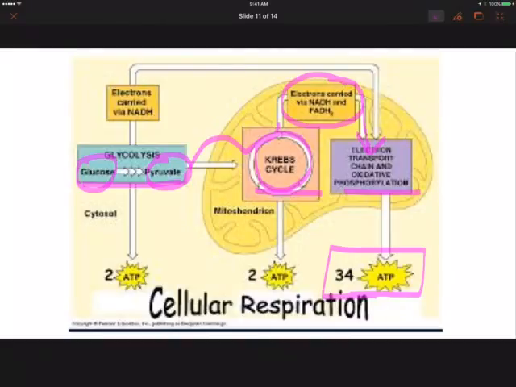So glycolysis only produces 2 ATP, the Krebs cycle only produces 2 ATP, but the electron transport chain produces a whole bunch, anywhere between 30 to upwards of 34 to 36 ATP. So it produces most of my cellular energy.